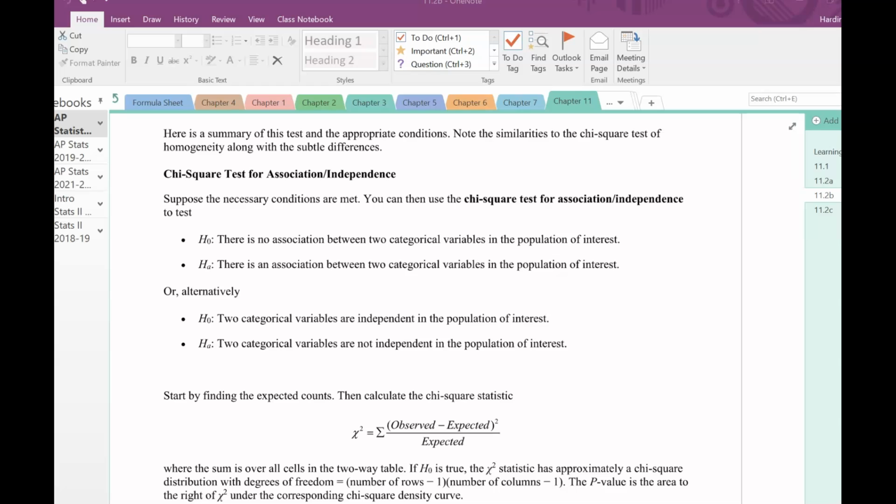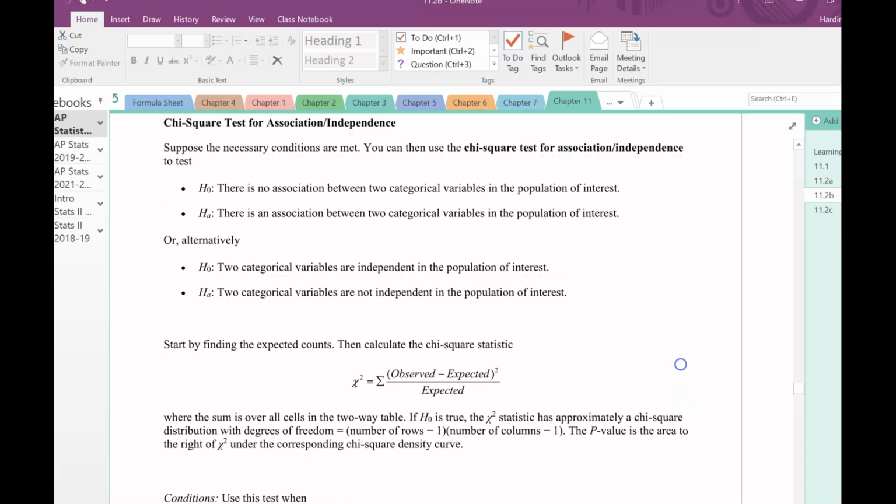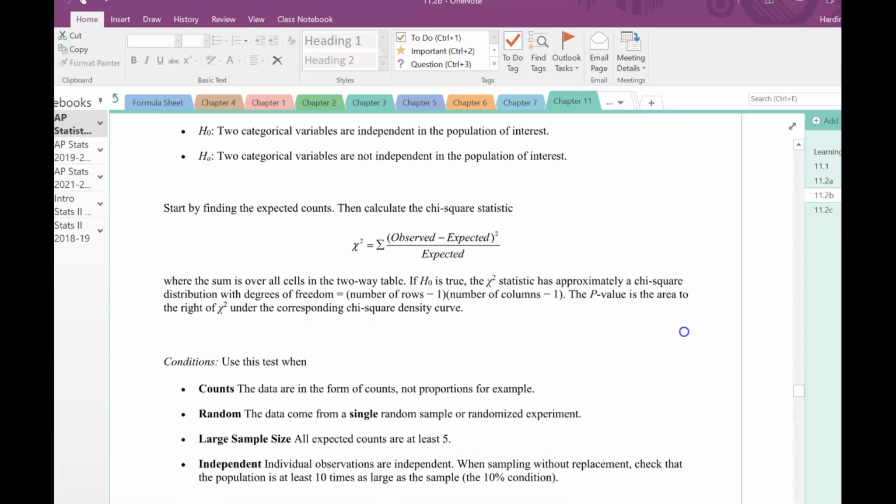Okay, so on the next page is just a huge summary of this test for independence. So first you need your null and alternate hypothesis. The null hypothesis, there is no association between the two variables. Another way to say that is that they are independent. The alternate hypothesis is either to say there is an association or to say that they are not independent. And then you remember how to determine the chi-squared test statistic from 11-2A, that formula is still the same.